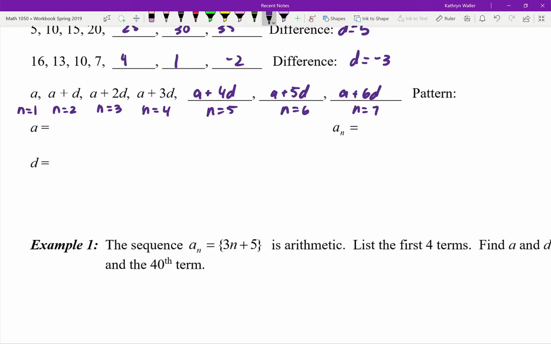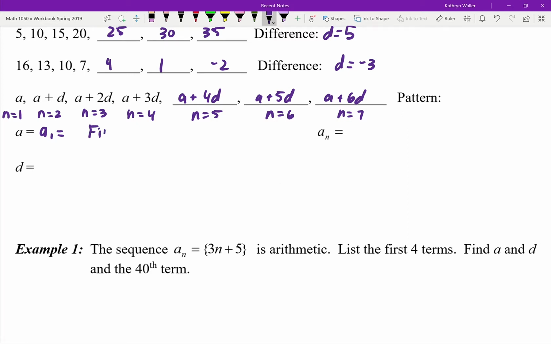Okay, so A is the same thing as A sub 1. I'll use those interchangeably. They mean the same thing. And that just stands for the first term. D stands for the common difference. That means the thing you're adding every single time.